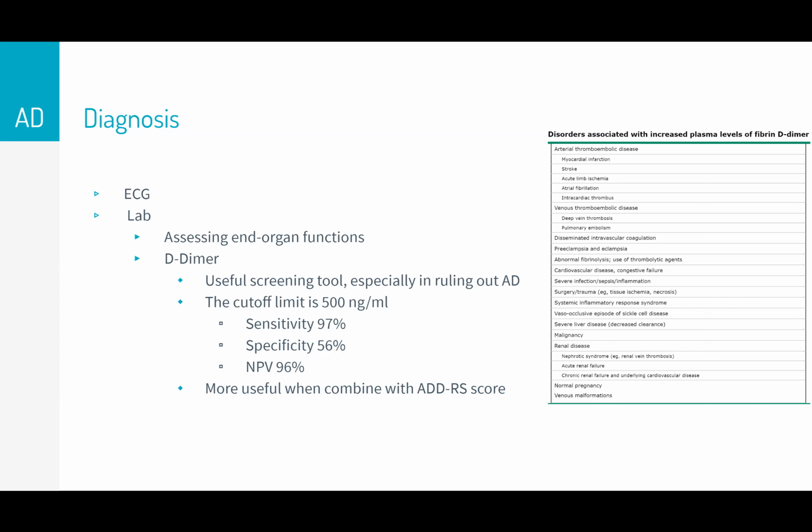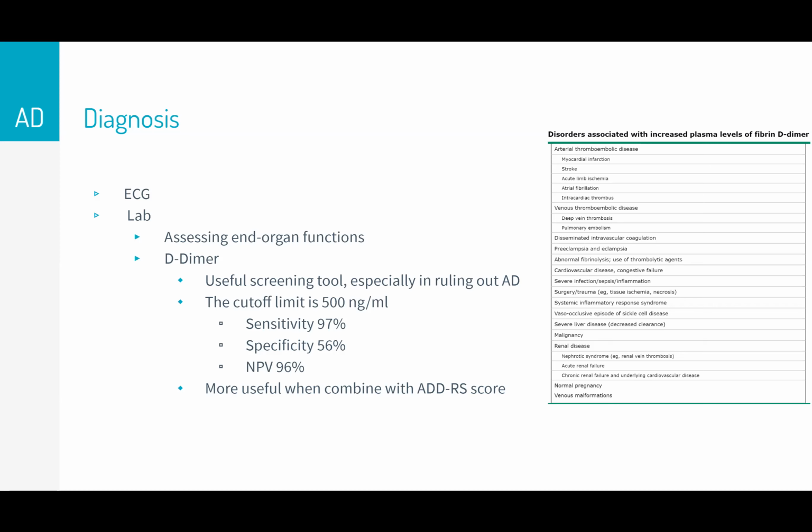It's highly sensitive, but it has a very atrocious specificity. It's 56%. And you can see the reason why on the right side of this table, showing you the disorders that can elevate the level of D-dimer. In the end, D-dimer is a good tool to rule out aortic dissection because it has a high negative predictive value. A very sensitive and unspecific test is a test that has a high negative predictive value.